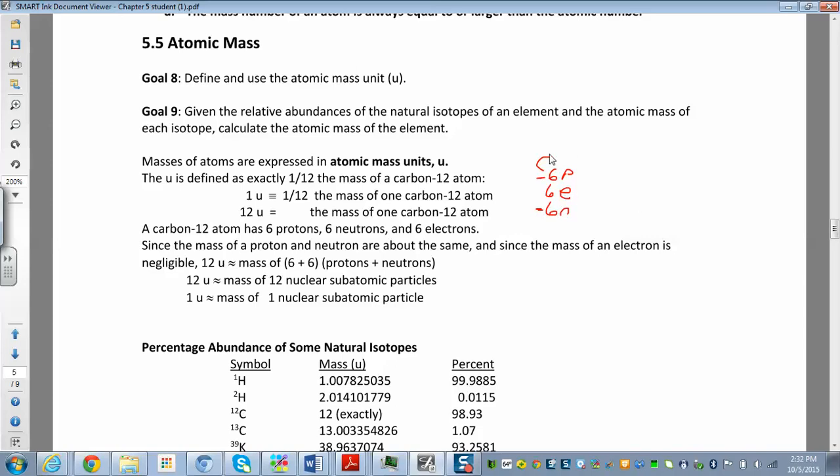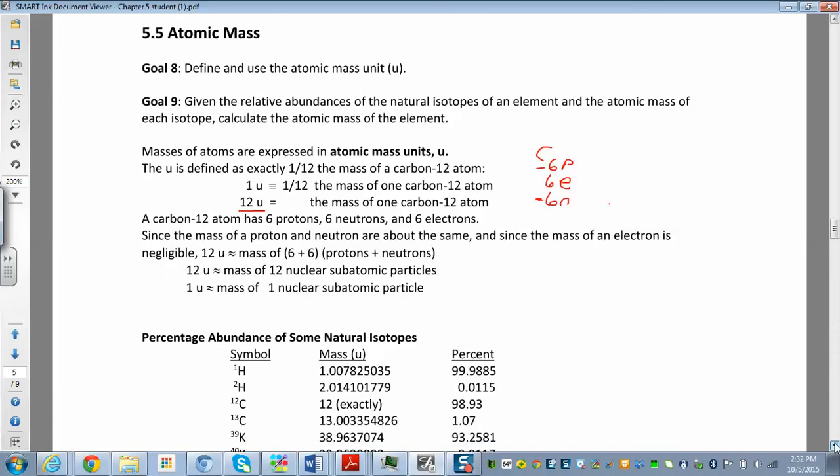And so if I have 6 plus 6, I have 12 particles that have any kind of mass to them, and each one has a mass of 1 atomic mass unit. And so that's where we get 12 atomic mass units for carbon-12. Okay, so we're basically basing everything off of carbon-12.